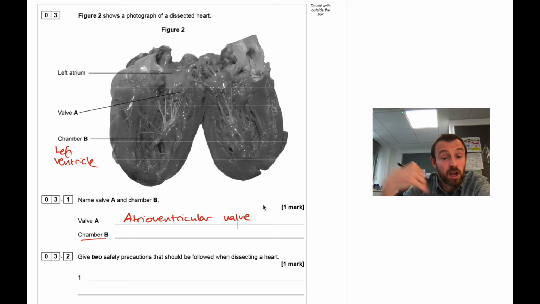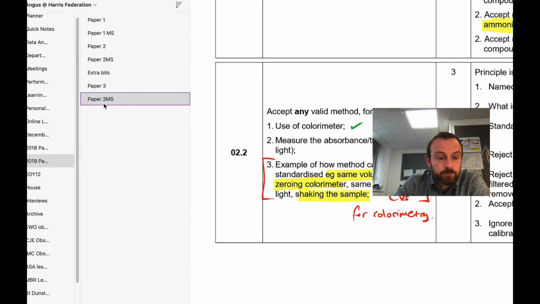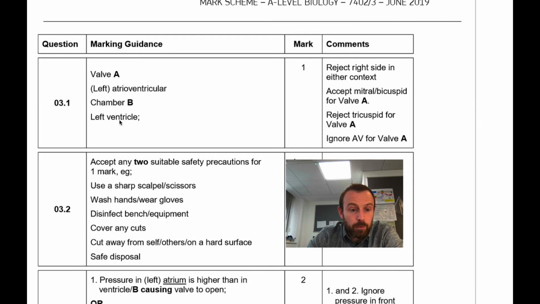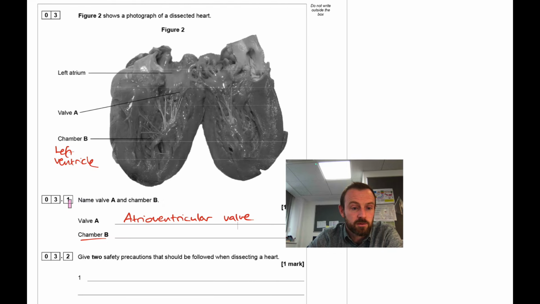Actually, this would be the bicuspid valve, as it is on the left side. The atrioventricular is easier to remember because it applies to left and right, so you don't have to remember as many things. So I would say that. Chamber B, left ventricle. Double check. Yep. Atrioventricular, left ventricle. You could say bicuspid, but it's probably not worth trying to remember that, unless you are planning to do medicine, in which case, you'll have to learn it sooner or later anyway.